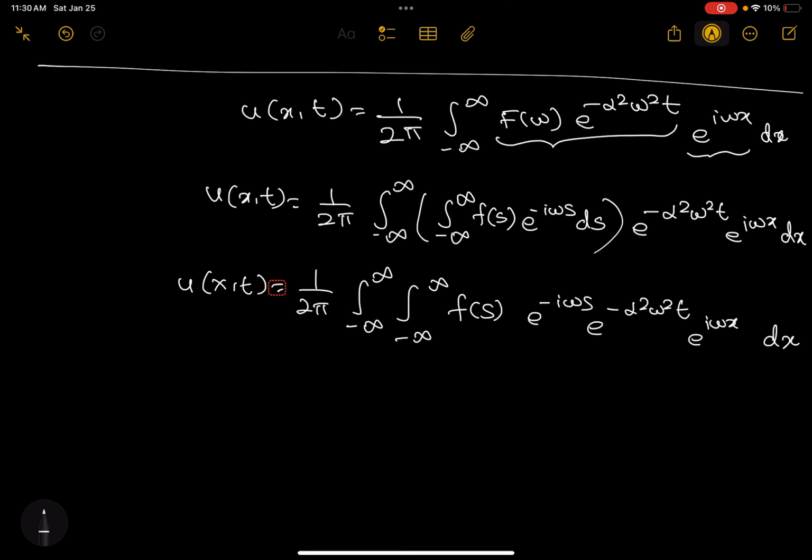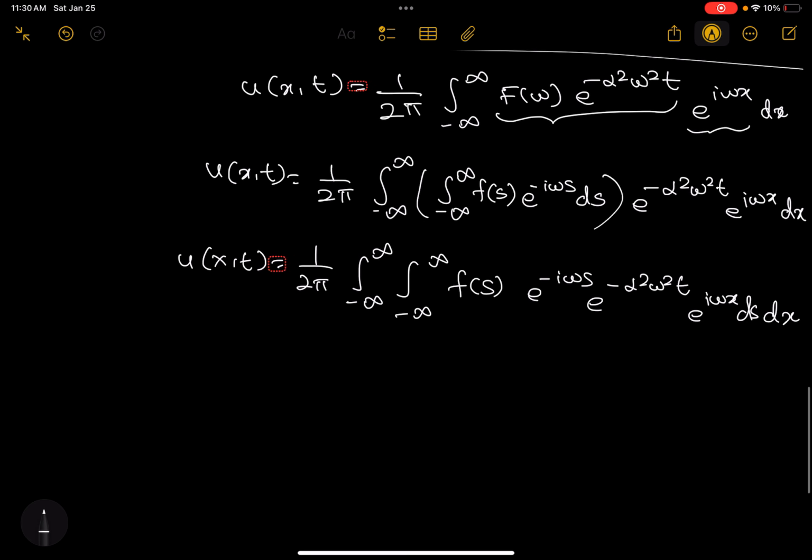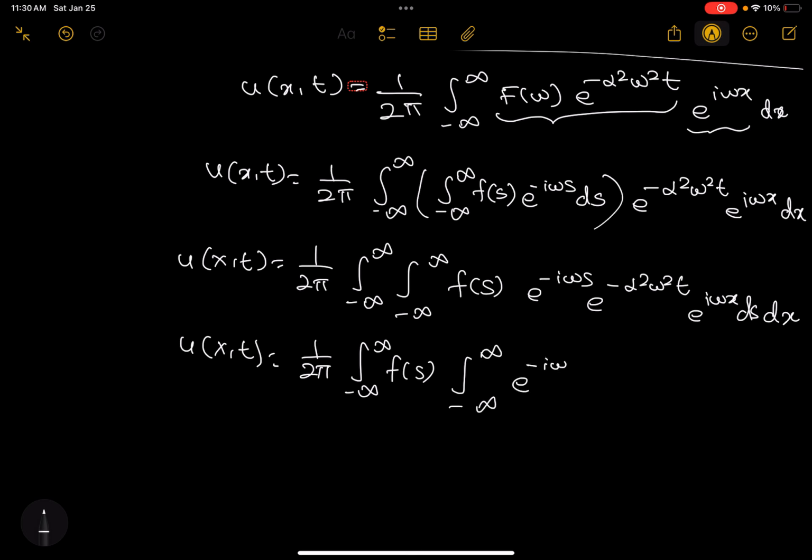Now the thing is, we can actually simplify it if we say, oh, I forgot ds over here. If we change the order of the integrals, s and x, we can simplify, because f of s now goes outside, right? What I mean by that is, I can keep f of s as a constant if the second integration is in terms of x, right? So e to the power i omega s, minus alpha square omega square t, plus i omega x, dx ds.